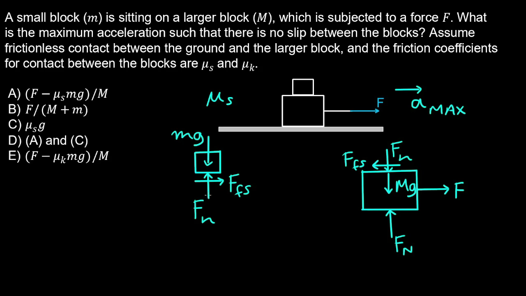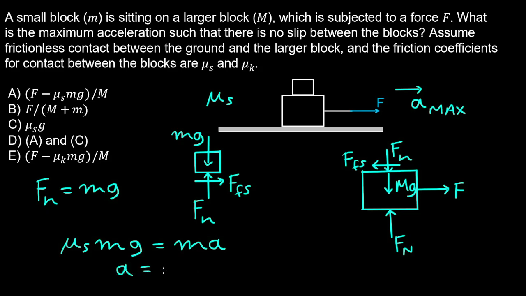So if we apply Newton's first law in the vertical direction, we have this normal force is mg, and applying Newton's second law in the horizontal direction, we have the static friction force, which is μs mg, is equal to the mass by the acceleration. So therefore a is equal to μs times g. So this is the maximum acceleration that can be achieved, which is constrained by the static friction coefficient.